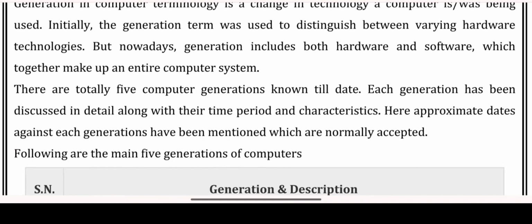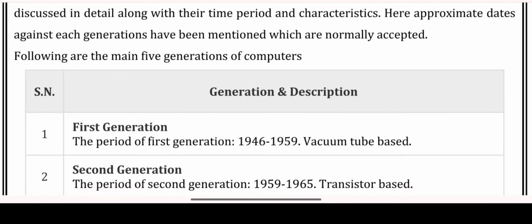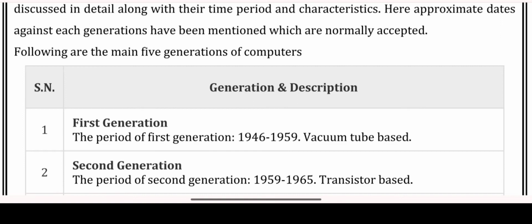There are totally 5 generations of computers known till date. Each generation has been discussed in detail along with its time period and characteristics. The approximate dates against each generation have been mentioned, following the normally accepted main 5 generations of computer. And here we go with the details of the generations of computer.